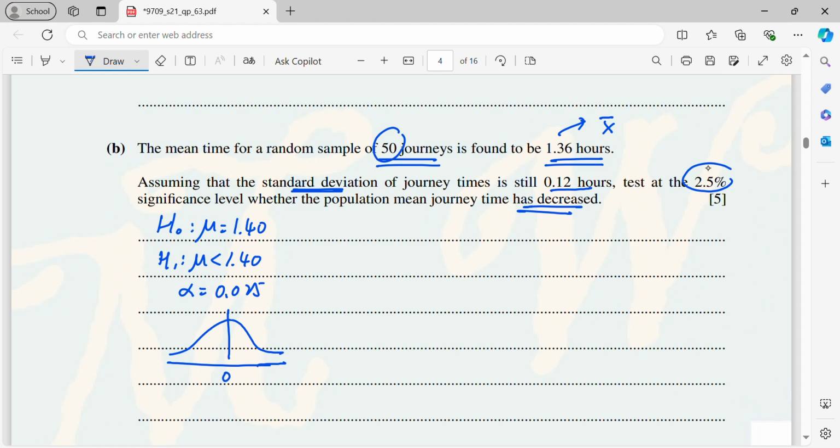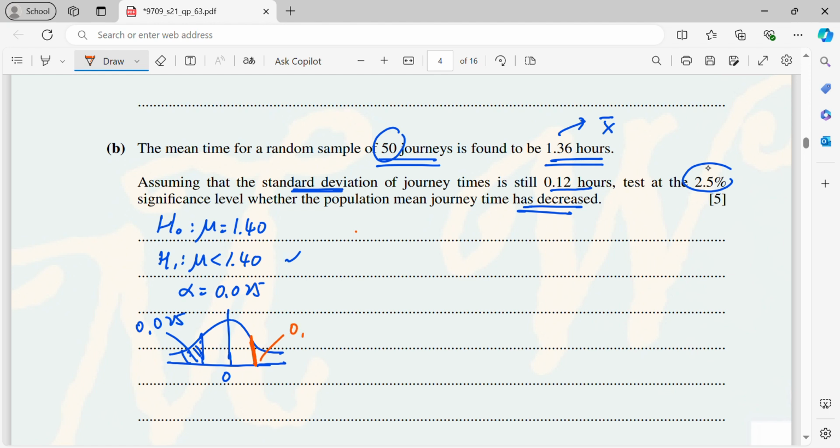Okay, symmetrical at 0, and since H1 is less than 1.40, that means it's a lower tail. The region here is 0.025 due to the alpha value. When you look at the normal graph, our region is always from the positive side. I mean, the critical line should be on the positive side.